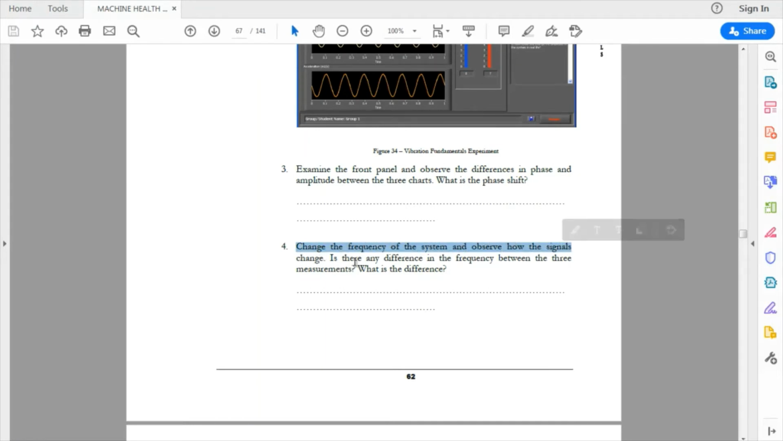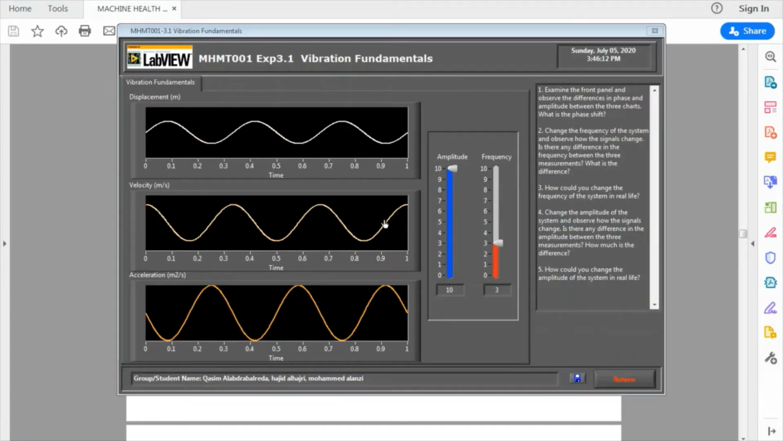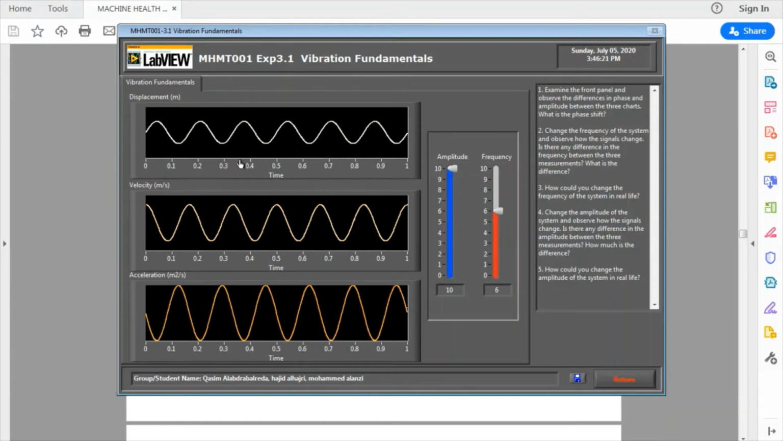Good. For the second step, change the frequency of the system and observe how the signals change. Is there any difference? No, we know that. Already we discussed this issue. So if we change frequency to 3, for example, all 3 graphs will have the same frequency. If I change that to 6, all figures will have the same value of frequency. Good.